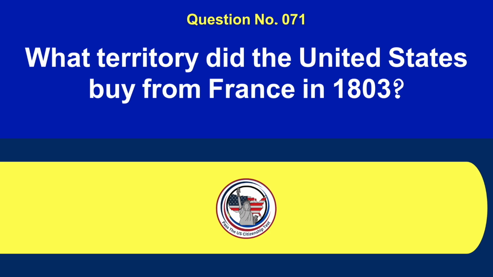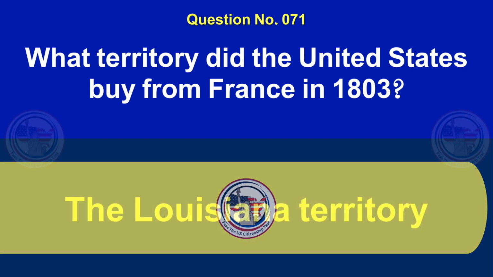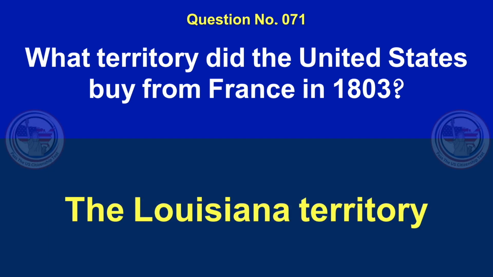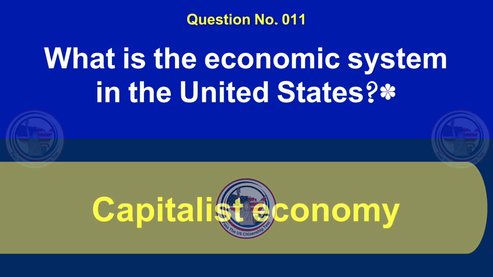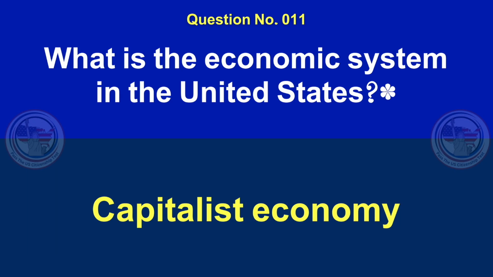What territory did the United States buy from France in 1803? The Louisiana Territory. What is the economic system in the United States? Market economy.